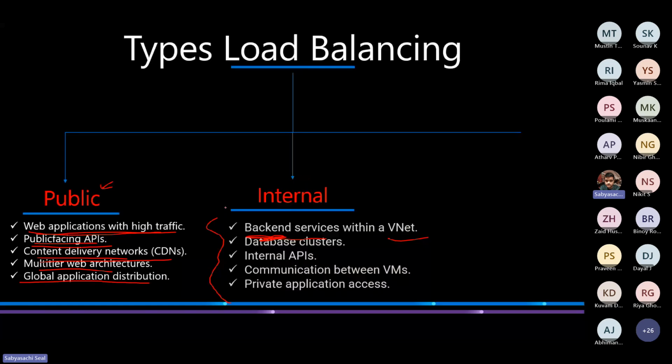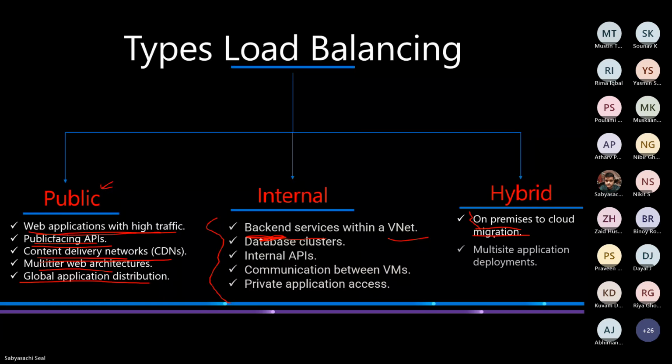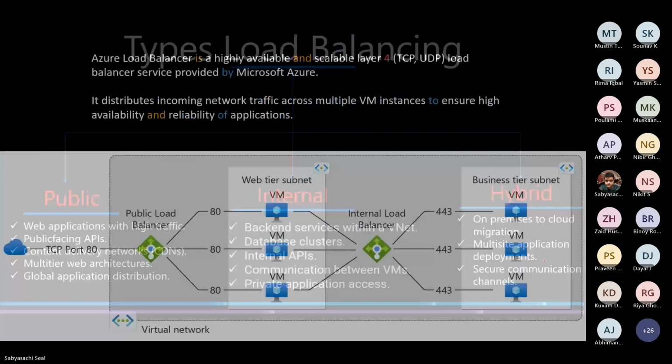So you might say, if I want to do both, then what happens? Good question. That's where hybrid comes in, right? Did you see that coming? So what do we use it for? We use it for on-premises to cloud migration. On-premises means if you have your machines in your own house or your office, and you try to get that to the cloud, then what do you have to do? That is hybrid. Multi-site application deployments, so yeah, that helps. And secure communication challenge. Yep, that was it.